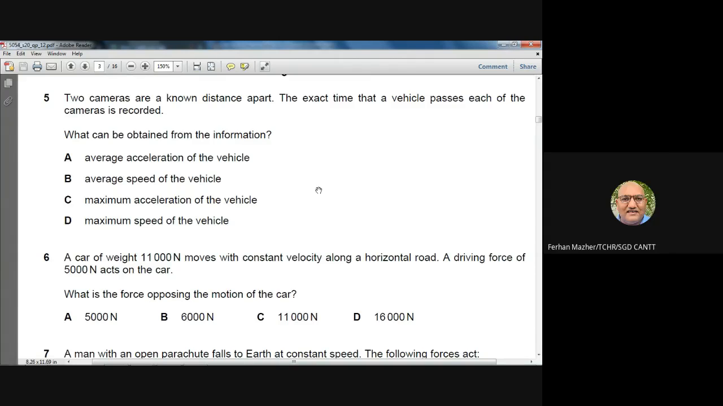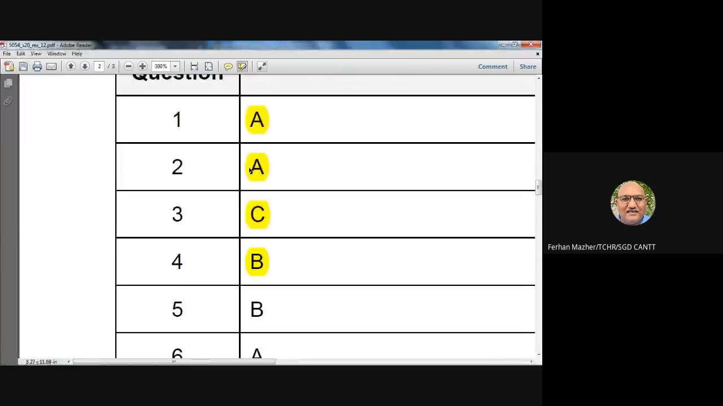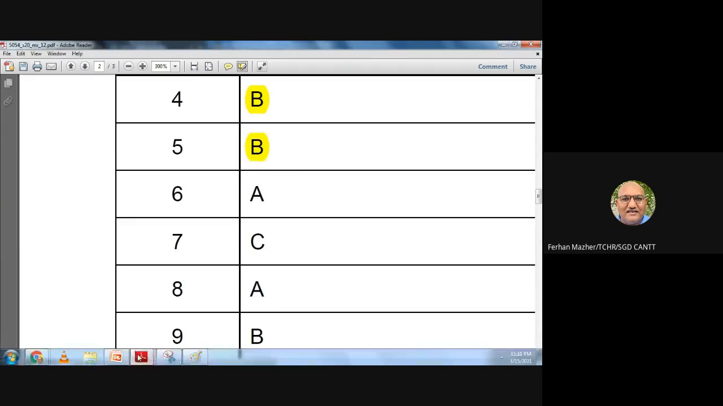Average acceleration of the vehicle, average speed of the vehicle, maximum acceleration of the vehicle, maximum speed of the vehicle. We can calculate the average speed of the vehicle because the average speed is the total distance traveled divided by the total time taken. So I know the distance between the cameras, and I know the time taken for the car to move from one camera to the second camera. So from there, I can calculate the average speed of the vehicle. So I think B is the choice. Let me check. Question number 5, B is the choice.